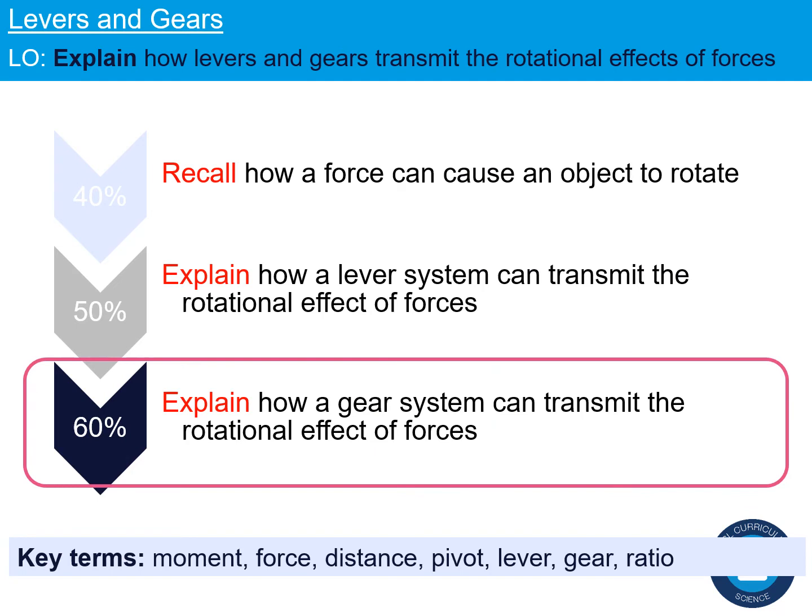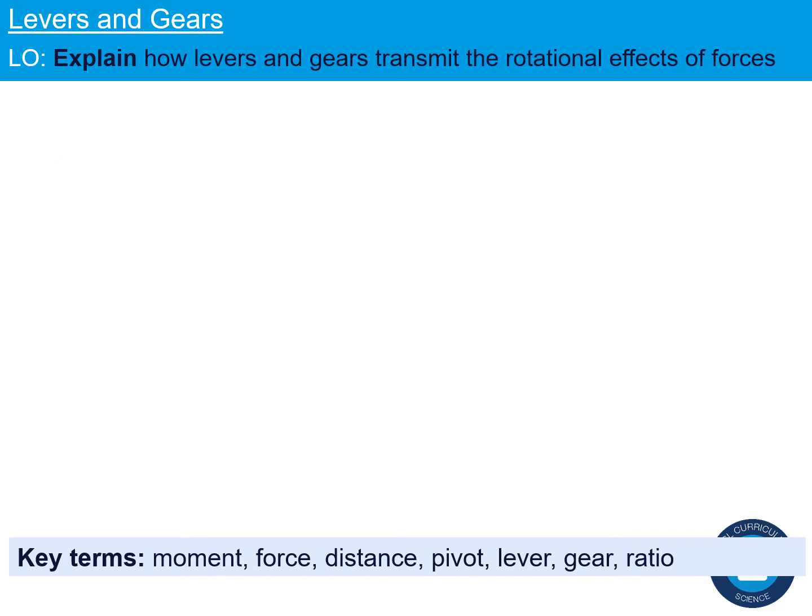So we have looked at how forces can cause an object to rotate, and we have also looked at lever systems and how they can be used as force multipliers and transmit the rotational effect of forces. We are now going to explain how a gear system can also be used to transmit the rotational effect of forces.